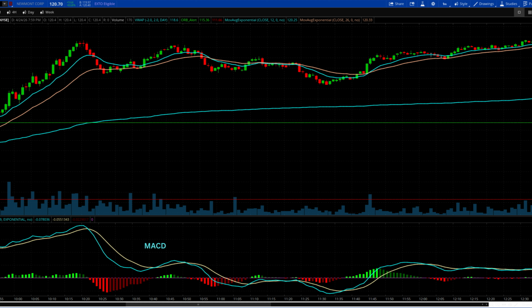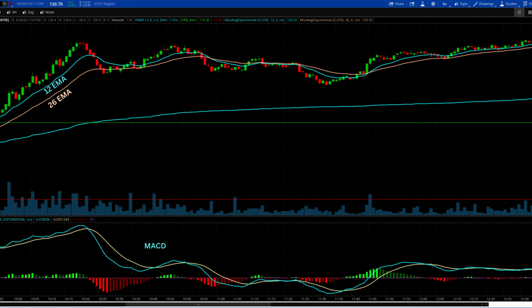The Moving Average Convergence Divergence, MACD, is a trend-following momentum indicator that shows the relationship between two moving averages of an asset's price. Developed by Gerald Appel in the late 1970s, it remains one of the most popular tools for identifying trend direction, momentum, and potential reversals.